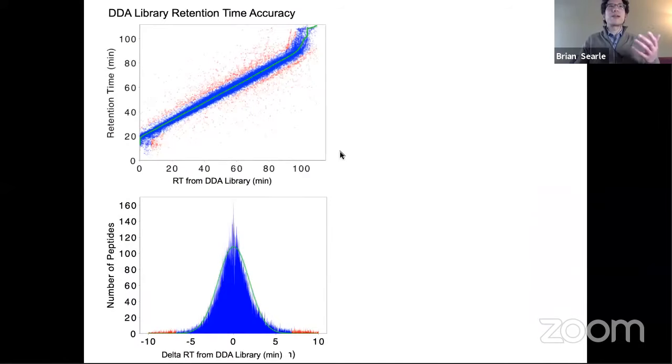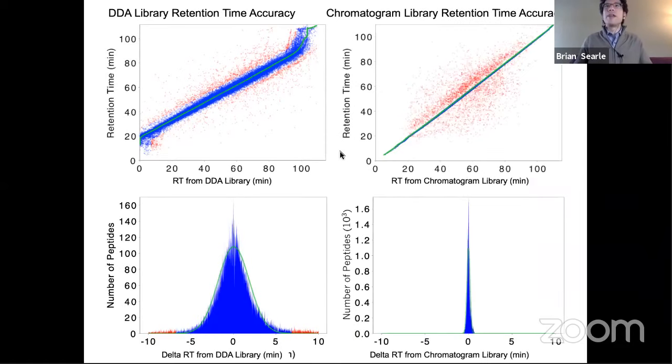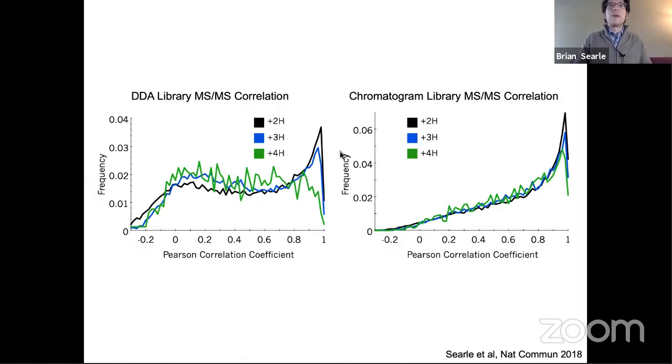So let me show you what this actually means. Here's the retention time accuracy versus a DDA library. This would be the equivalent retention time accuracy using one of these chromatogram libraries. So instead of being plus or minus 5-minute windows, we're actually plus or minus 20 seconds in these cases. And the same thing goes with fragmentation patterns, where all of the spectra, all of the charge states actually show very good representation of correlation from one sample to the other.